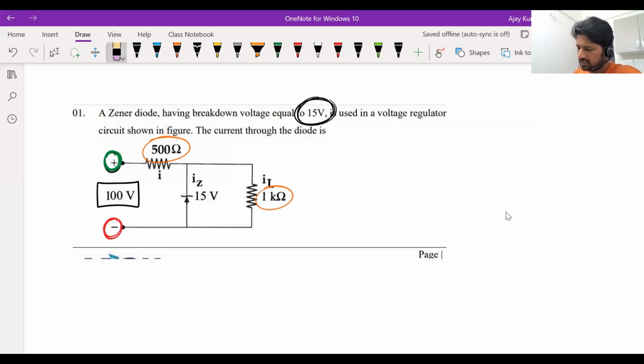Okay, let's do it part by part. First, let's assume the zener is not even present. Okay, if we apply 100-volt input, both of you give me answers. How much voltage will you see across the 500 ohms and how much voltage will you see across the load of 1 kilo ohm? Let's call them V1 and V2. So when there's no zener, how much are V1 and V2?